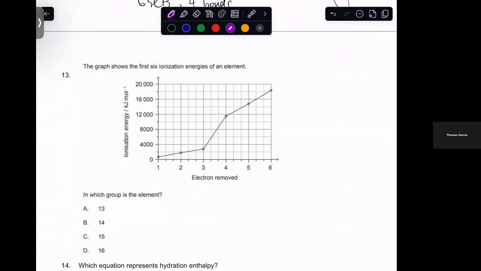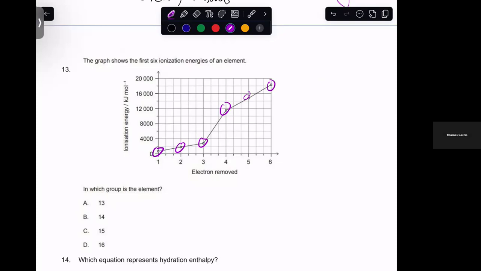The graph shows the first 6 ionization energies of an element. In which group is this element? So we notice the first ionization energy is pretty low. Second one is higher, but no real big difference. Third one's even higher, but no big difference. To ionize that fourth one, we jump incredibly far. There is a massive change. Same with the fifth and sixth.